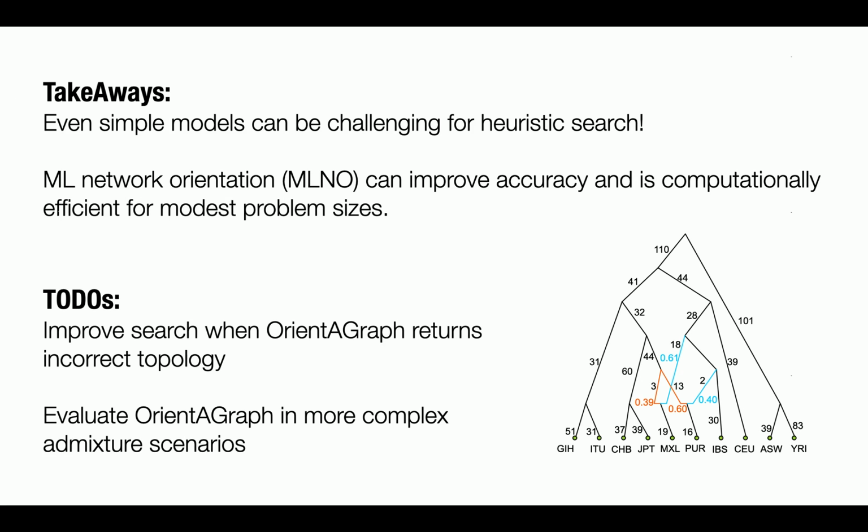So to summarize, our case study showed that even simple models can be challenging, so that methods based on heuristic search get stuck in a local optimum and return the incorrect admixture graph topology. In our study, maximum likelihood network orientation improved method performance and was fast for our modest problem sizes. However, there was that one model shown on the right for which OrientaGraph returned the incorrect topology, and we want to investigate this in future work and try to improve OrientaGraph in this scenario, and also look into more complex admixture scenarios with more populations.